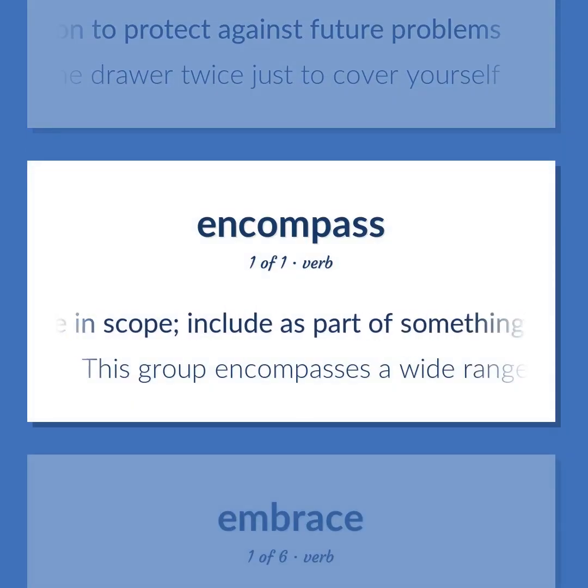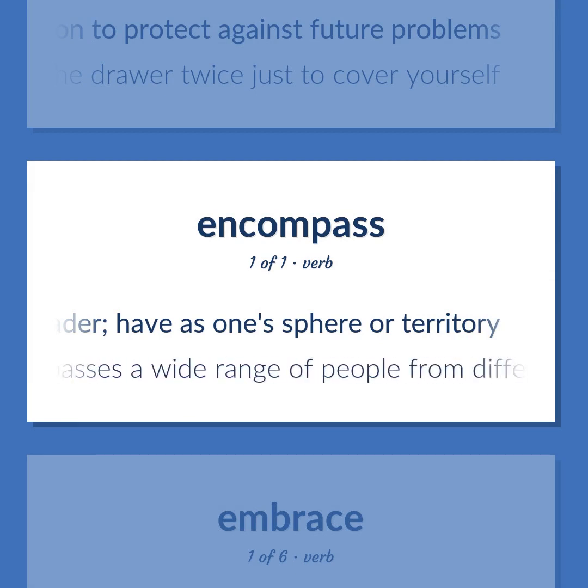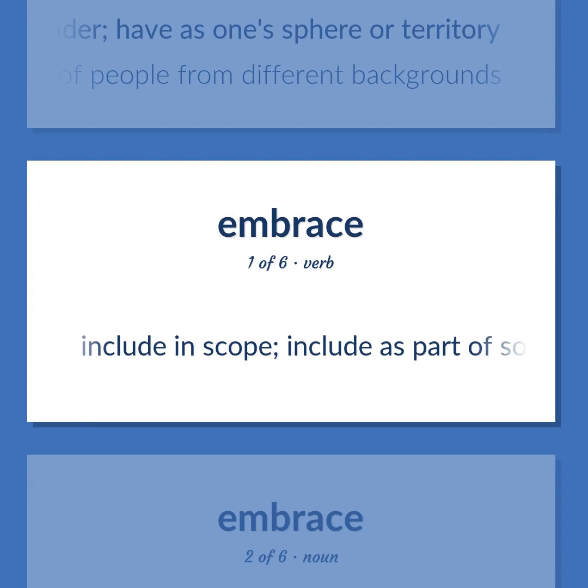Include in scope. Include as part of something broader. Have as one sphere or territory. This group encompasses a wide range of people from different backgrounds. Include in scope. Include as part of something broader. Have as one sphere or territory.